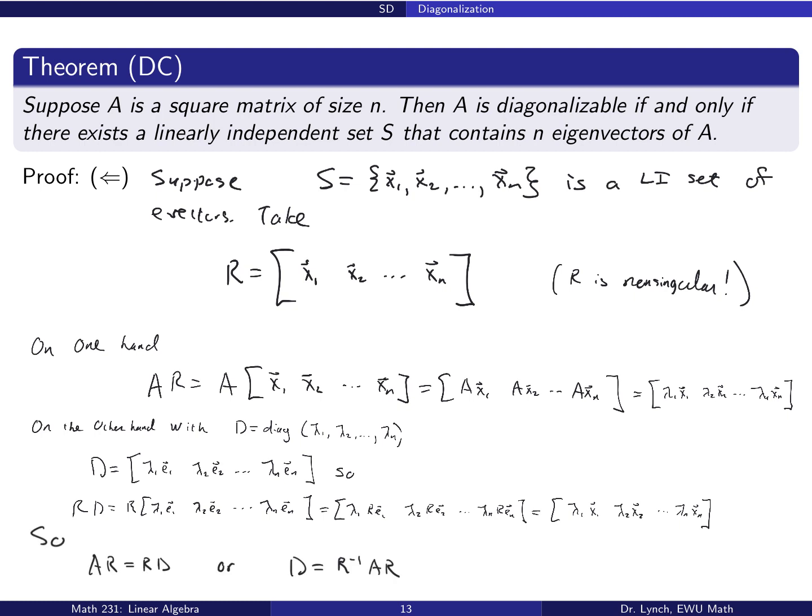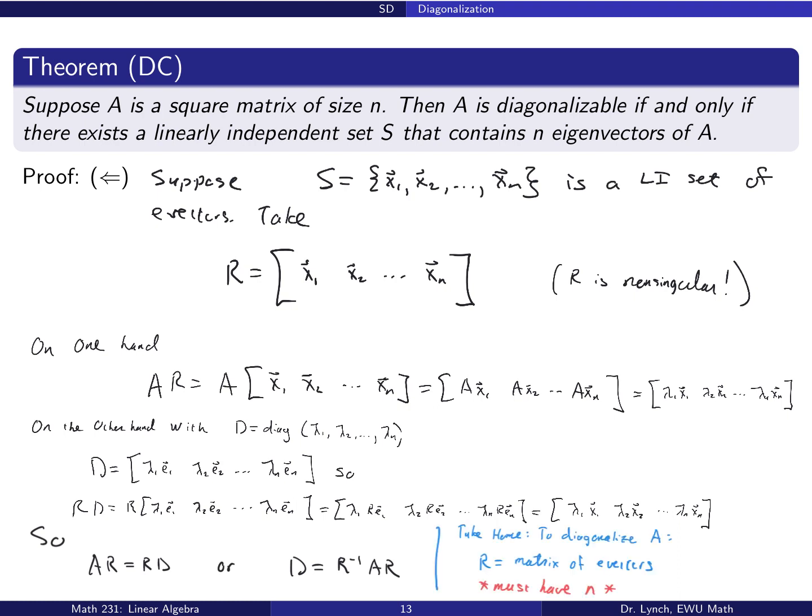Okay, so this proof is pretty cool as it's constructive, and it tells us exactly how to cook up the matrix in order to do the similarity transformation. The other direction is a little more technical, and I'll leave that to you to read, but here's a take-home message.